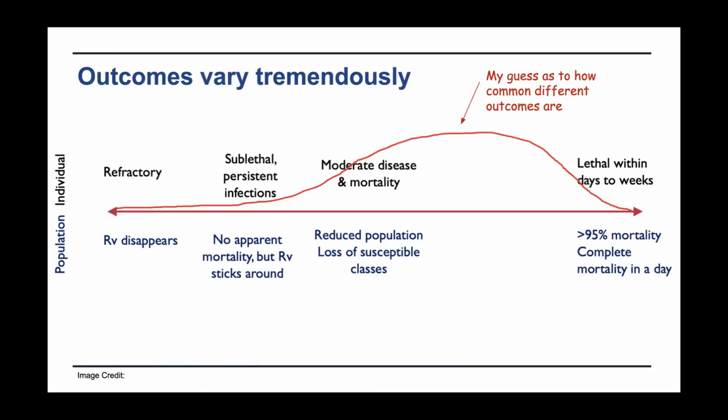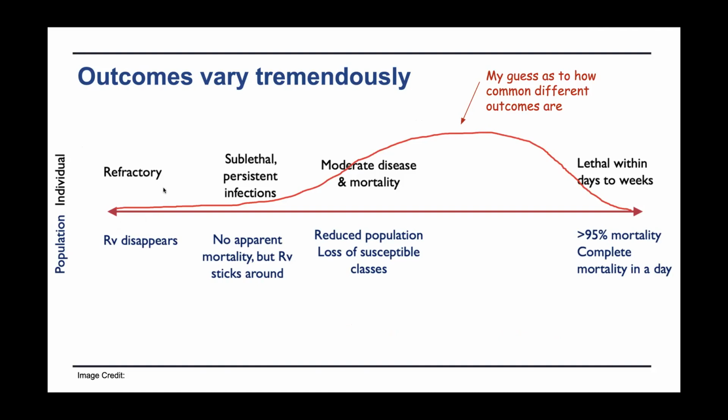Okay, let's talk about the outcomes of infection. What I'm kind of trying to lay out here graphically is that we can think about individual level outcomes and also population level outcomes. And really, there's a wide range of outcomes.